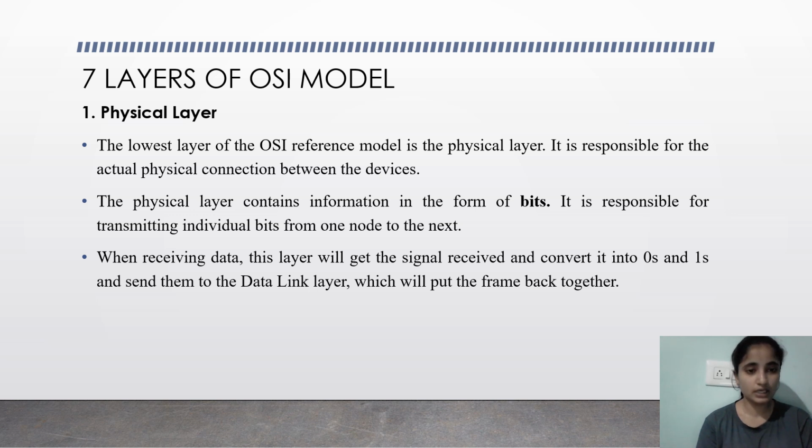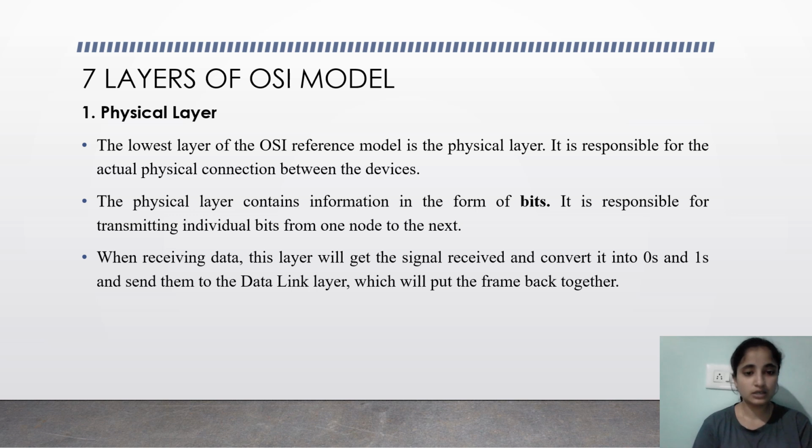First one is the physical layer. The lowest layer of the OSI reference model is the physical layer. It is responsible for the actual physical connection between the devices. The physical layer contains information in the form of bits. It is responsible for transmitting individual bits from one node to the next.